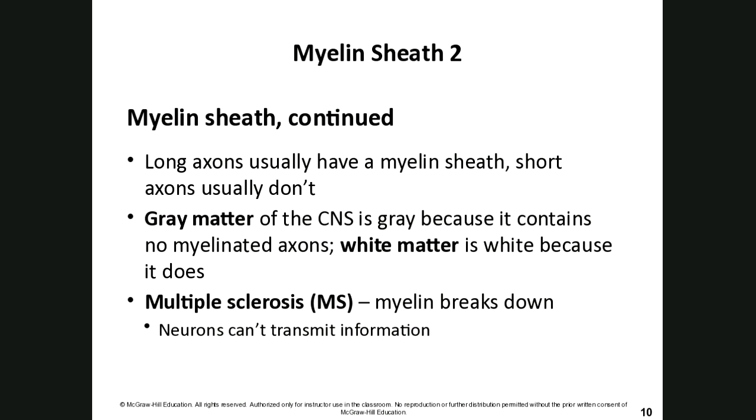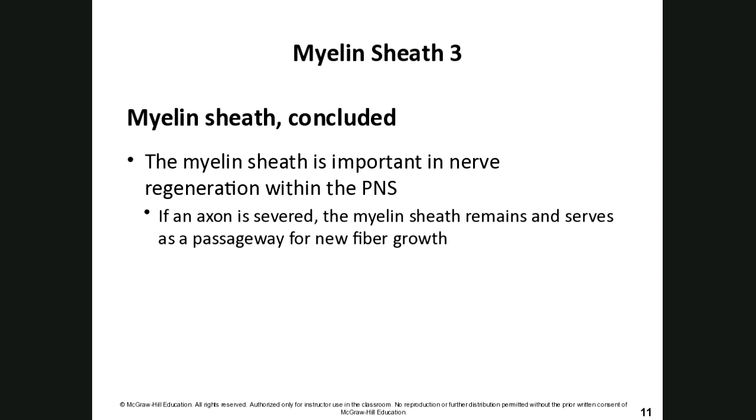For people that have multiple sclerosis, that is where the myelin breaks down. So the neurons aren't able to transmit information either at all or not as quickly as they did before. So this myelination is important, as you can see, because we talked about multiple sclerosis being a condition where there's not enough myelination of those nerves.